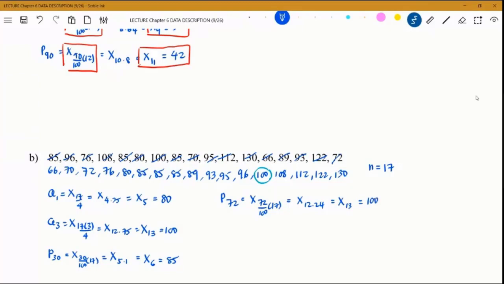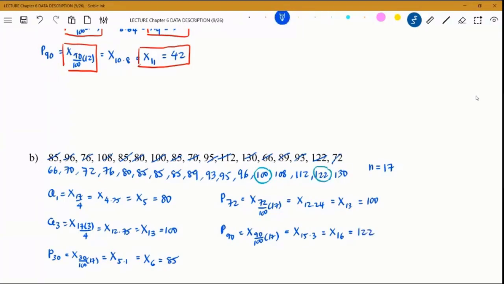Then last one, P90. Observation 90 divided by 100 times 17. Kita akan dapat observation. Decimal dia berapa? 15.3. So we round up to be observation yang ke-16. So yang ke-16 adalah 122.